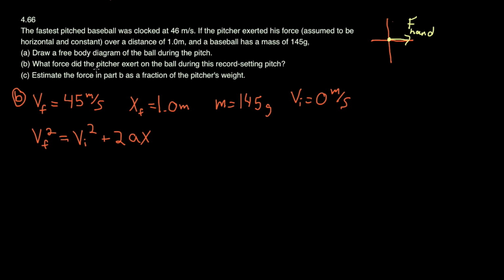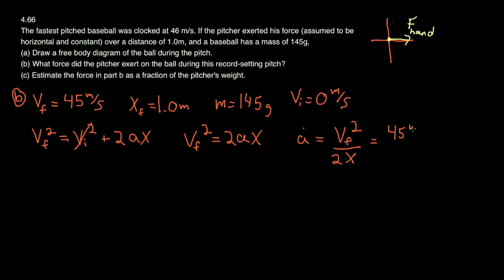Okay, so we want to know the force. Before we find the force, we need to find this acceleration right here. So let's go ahead and solve for that because we know all the other variables, right? We know Vi is going to be 0, so this is going to go away. So this just becomes Vf squared is equal to 2 times the acceleration times the distance. And so solving for the acceleration, it is equal to Vf squared, the final velocity, over 2 times x. And we know x, it's 1 meter, and we know the final velocity is 46 meters per second. So let's just plug these in.